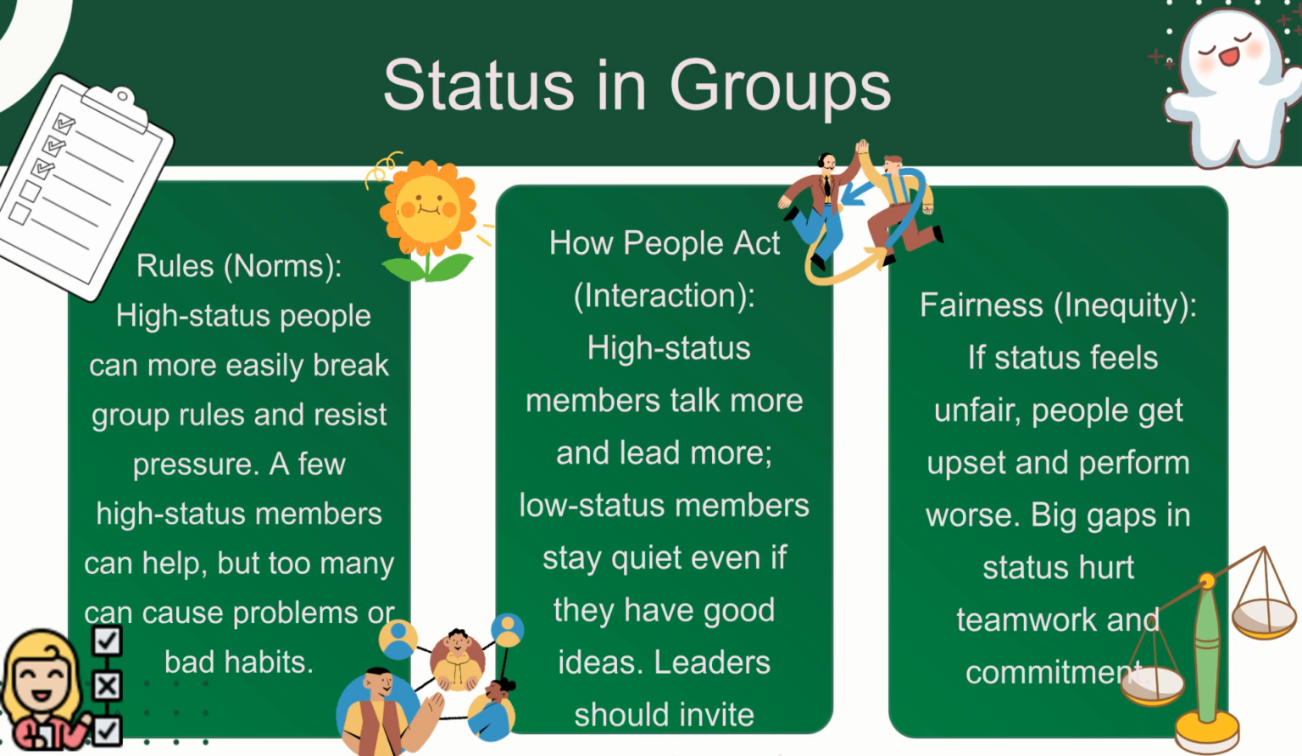Status in groups affects how people behave and interact. Rules, norms. High-status people can break rules more easily and resist group pressure. A few high-status members can help, but too many may create bad habits. Interaction. People with high status talk more and lead, while low-status members may stay quiet even if they have good ideas. Leaders should encourage everyone to share. Fairness. If status feels unfair, members can get upset and perform worse. Large gaps in status can hurt teamwork and commitment.